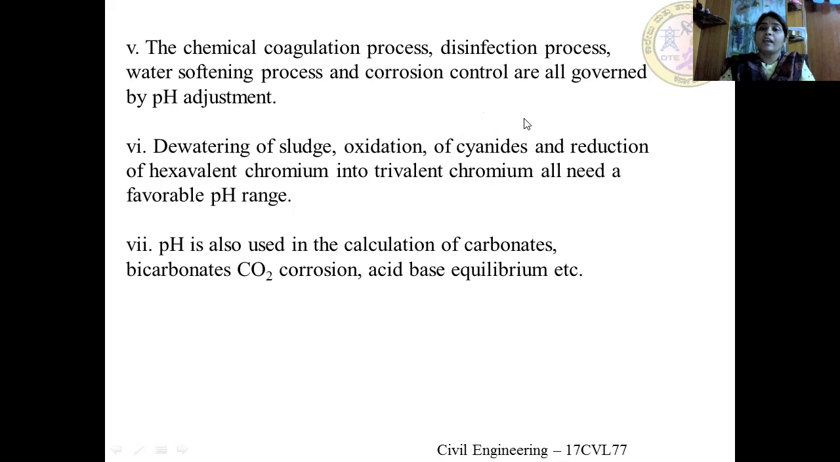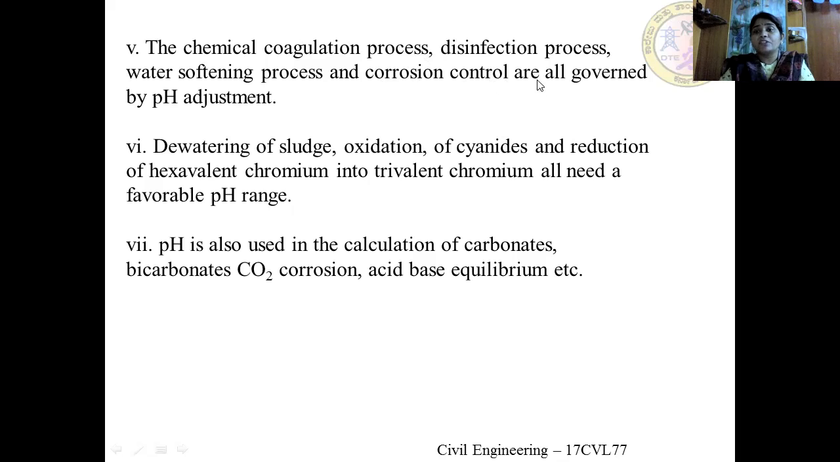Hence, certain chemicals known as coagulants are added so that the coagulant forms a gelatinous mass where all the finely suspended particles form a flock, and the flock increases in size, and under the action of gravity it easily settles down. In this way, the finer particles suspended in the water will be removed. Hence, this chemical coagulation process also requires pH adjustment.